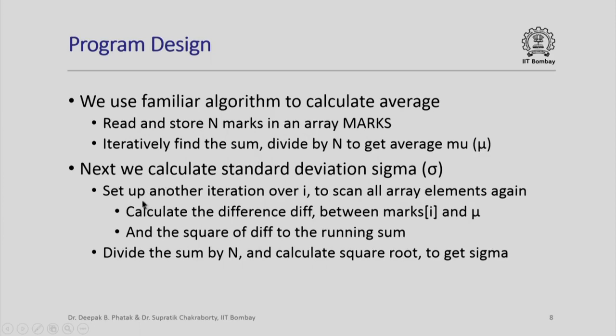Next, we set up another iteration over i to scan all array elements again. This time we calculate the difference diff between marks and mu, and the square of diff is added to the running sum. We divide the sum by n and calculate square root to get sigma.